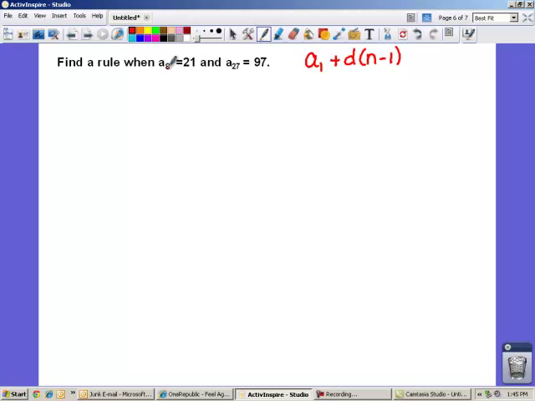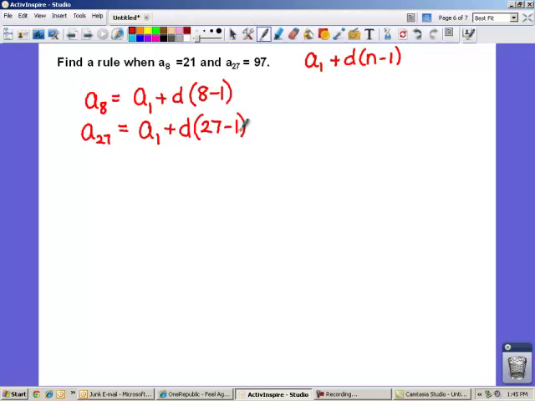So we have a sub 8, and we're going to say that's equal to that rule. So a sub 1 plus d, but instead of saying n minus 1, we know what n is because it's 8. And we're going to do the same thing for a sub 27. A sub 1 plus d, and instead of writing n, n is 27.